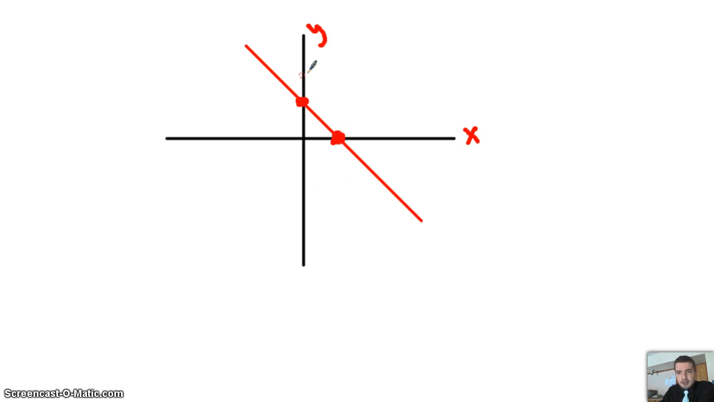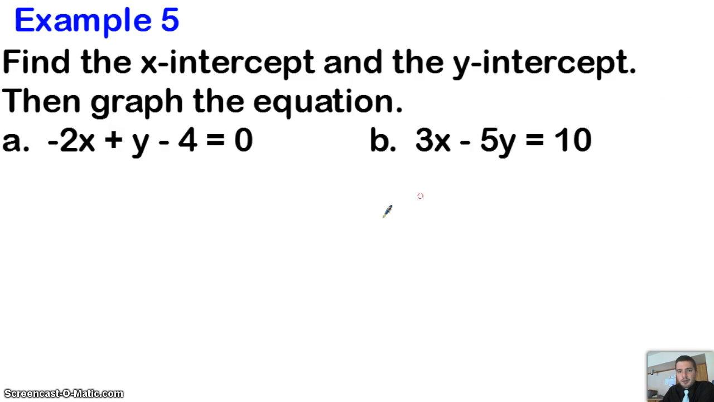Now what I want to point out to you is that the y-intercept is always going to be 0, comma, whatever the y is. And the x-intercept, vice versa, will always be x, 0. Okay, that is super important. And I want to get into this next one. Keep this in mind as we go into these next couple of problems.